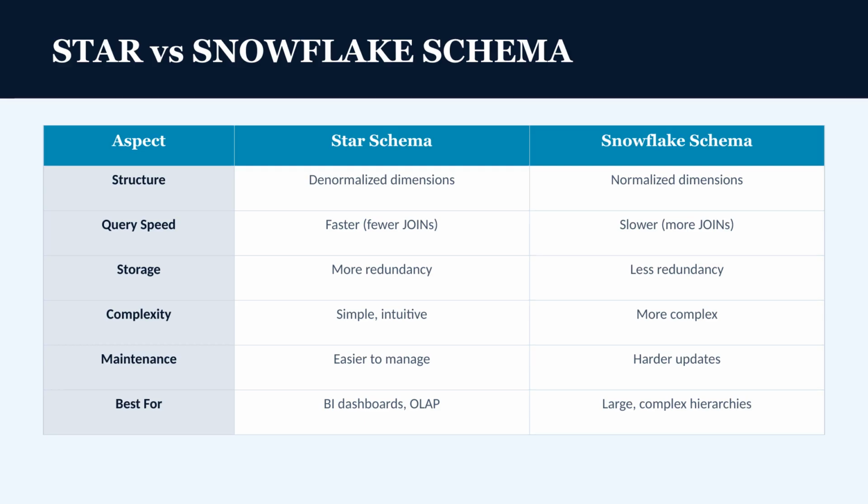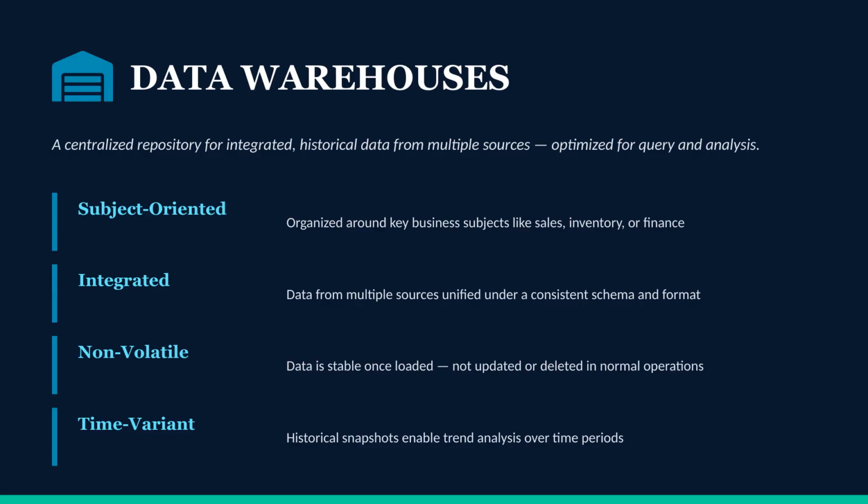Star schema versus Snowflake schema. Star is simple. One fact table, direct connections to dimensions. Fewer joins means faster queries. Snowflake normalizes the dimensions into subtables, uses less storage, but queries get more complex. For most analytics use cases, star schema wins. Simplicity beats storage savings.